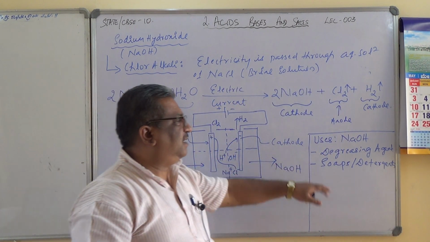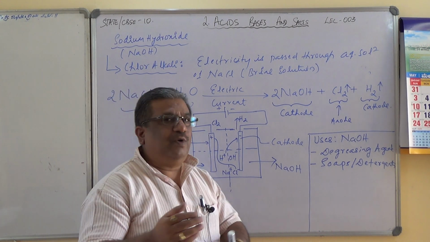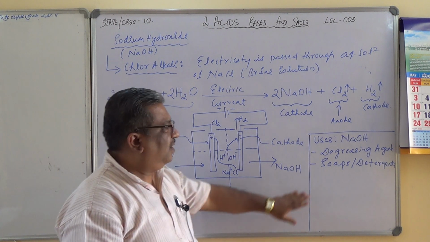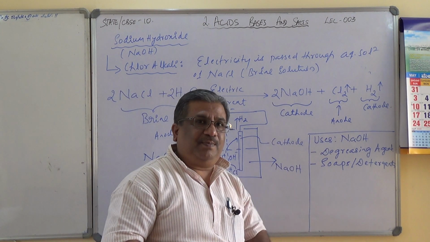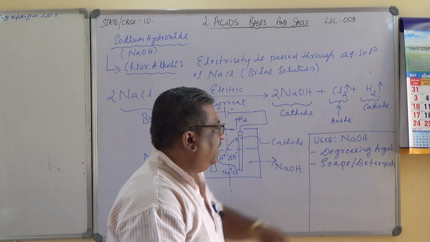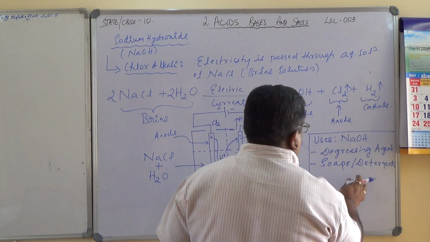What are soaps and detergents? Soaps are long chain sodium salts of fatty acids. You understand? Therefore, sodium hydroxide is used in the chemical process in order to manufacture soaps and detergents, as a degreasing agent in the manufacturing of soaps and detergents.